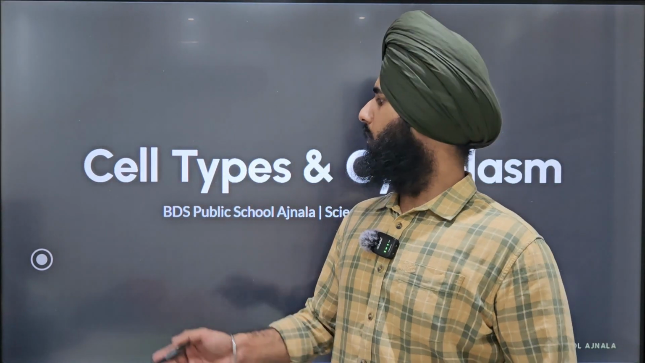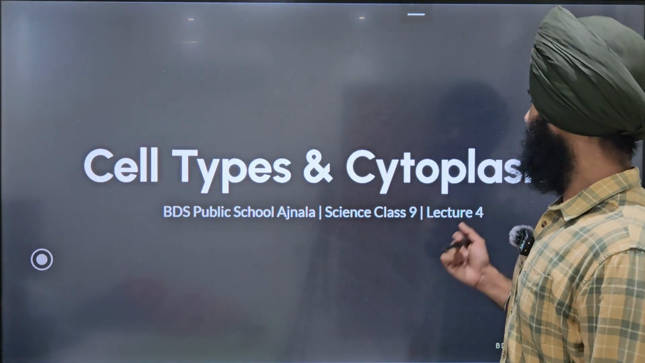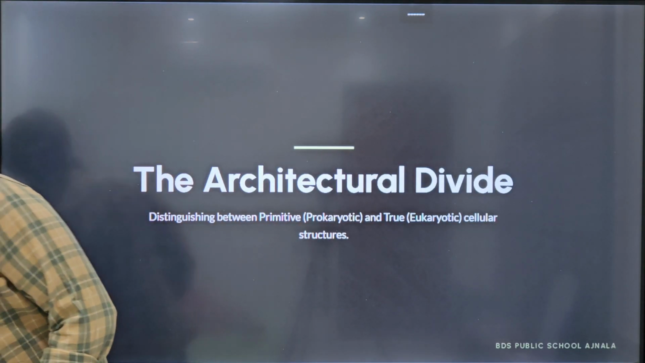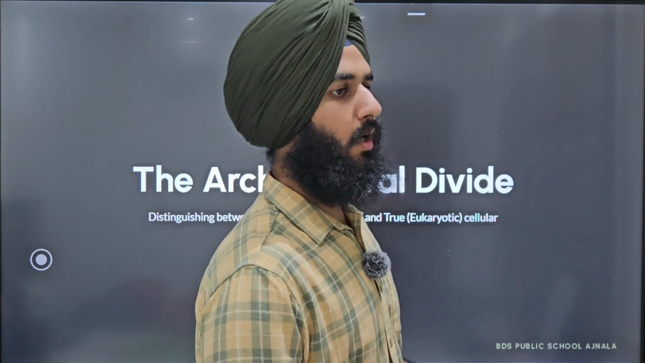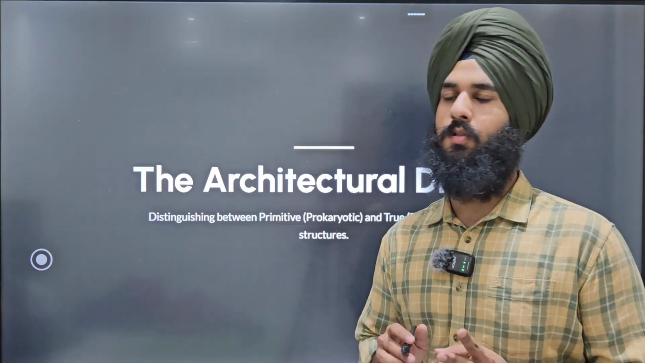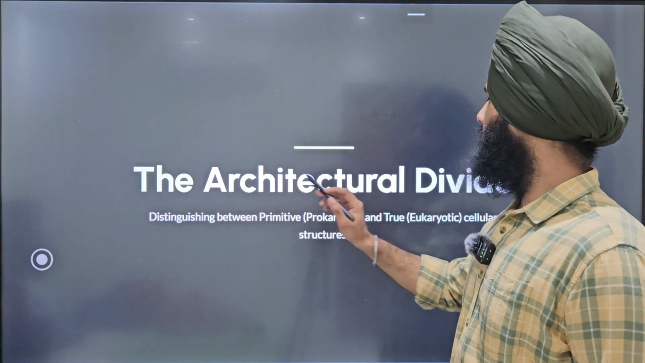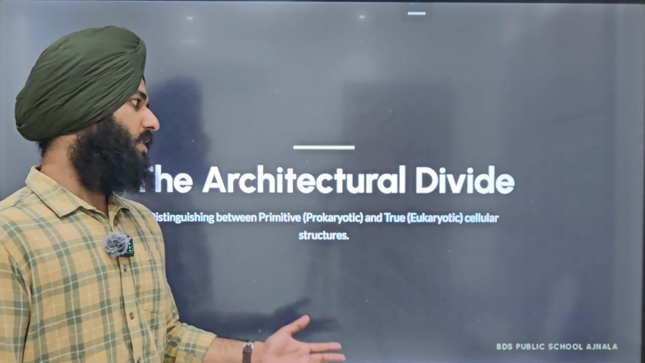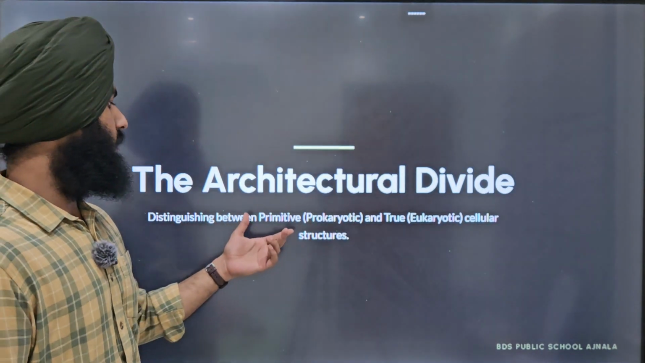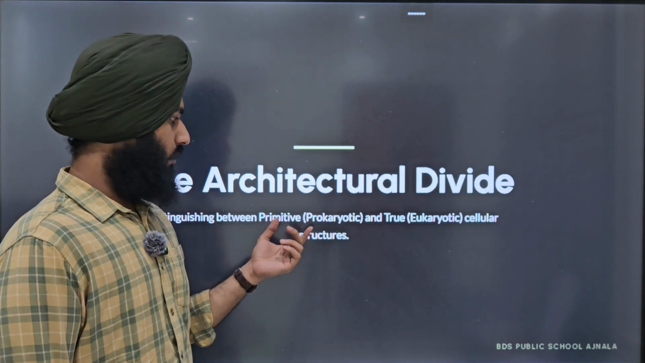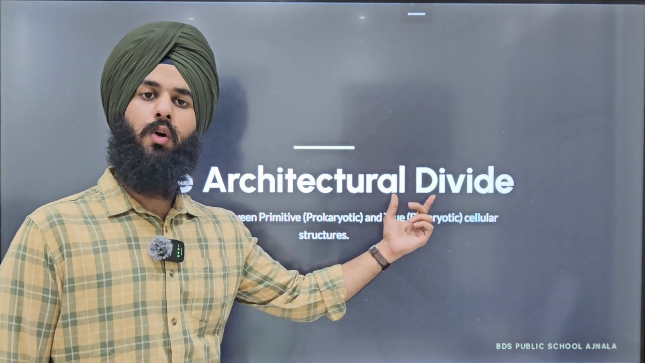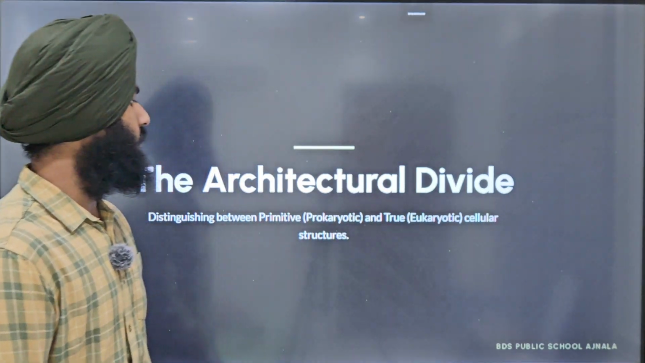In this lesson, we will be studying about cell types and cytoplasm. So, within cell types, we can see there are two types of cells depending upon the architectural structure of the cell. You can distinguish between these types as primitive, which are called prokaryotic cells, and true, which are called eukaryotic cellular structure.